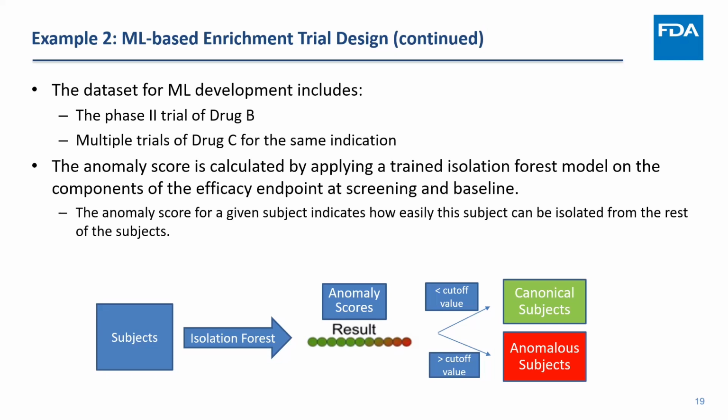The anomaly score for a given subject indicates how easily this subject can be isolated from the rest of the subjects. So basically you can compute a score. If the score is larger than a certain threshold, we believe it's an anomalous subject, and we want to exclude that from the trial. Otherwise, it's a chronic subject. We want to include the patient, and then we do the randomization, right?